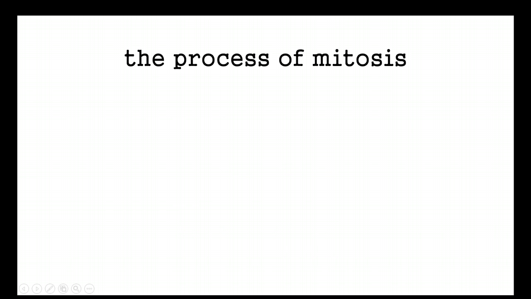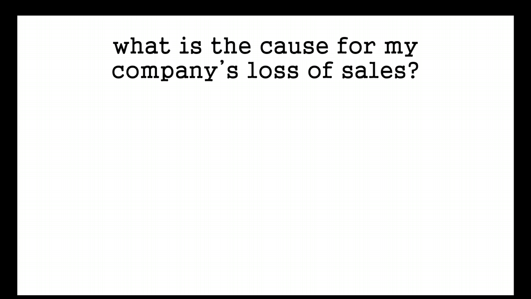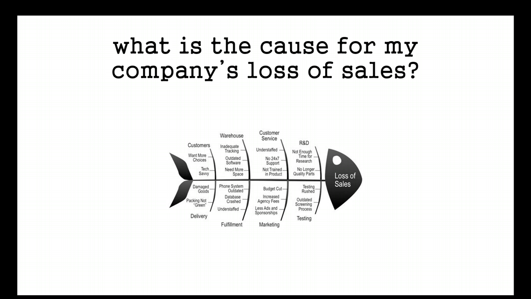Another example, a process. Mitosis is how cells turn into other cells. It's like a biological concept. It would take a long time to explain mitosis when I could just do this and show you the process in a picture. Say you have a company and it's been losing sales, been losing money, and you could explain to your coworkers why this happened, or you could just show them in a picture.